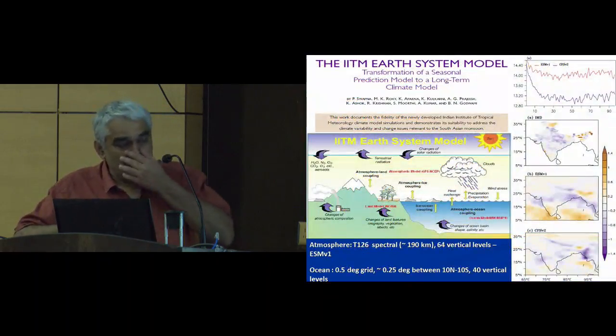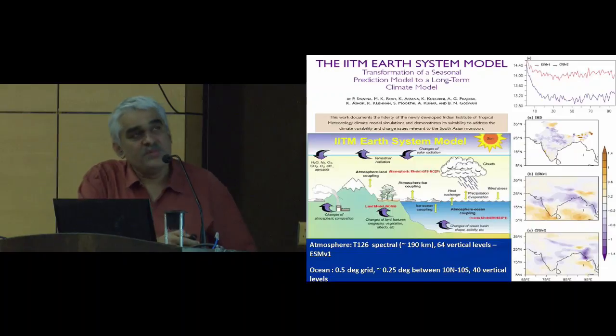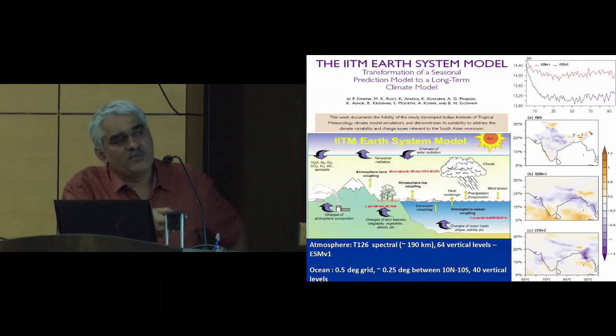Then when we saw this model, one of the problems this model had was a very strong cold SST bias, and that was one of the big concerns. And so to go for climate, it was basically a seasonal forecast model and not really a long-term model meant for studying long-term climate. So there was a big cold SST bias.